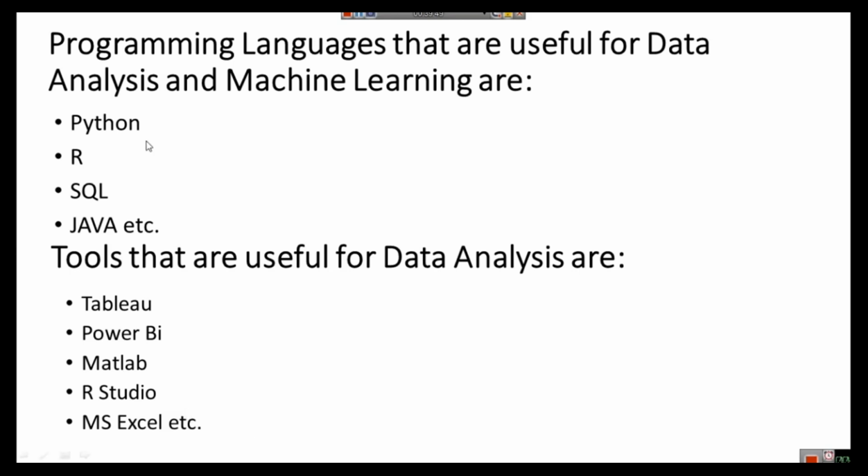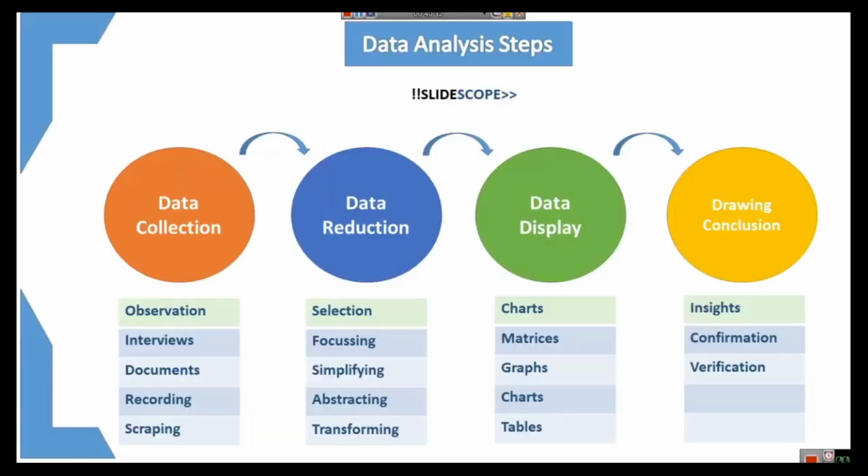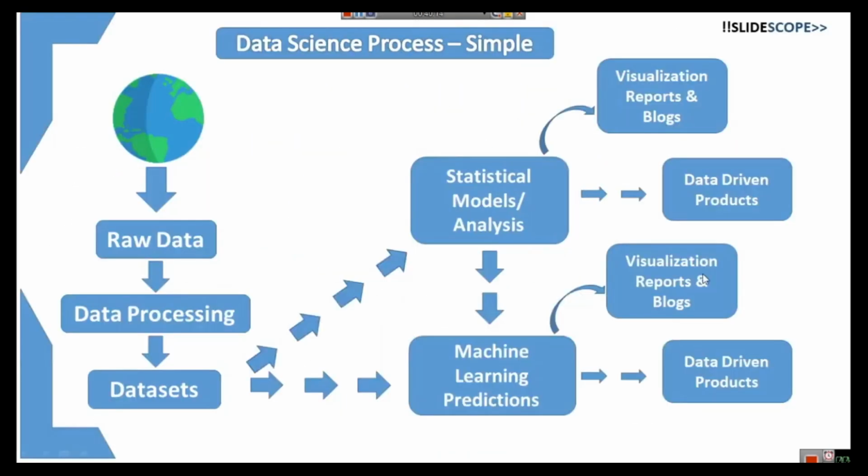The first language is Python. Python is an open source language that is used by many data scientists, and Python has libraries that can be used for data analytics, for plotting graphs, for data visualization, and for machine learning. So whatever we were seeing in this particular block diagram, we can do everything with the help of Python.